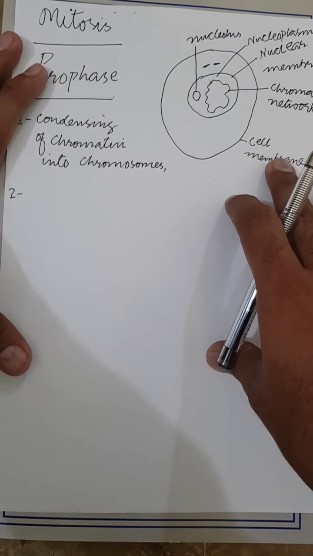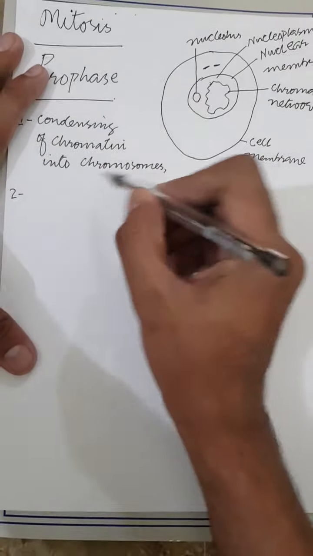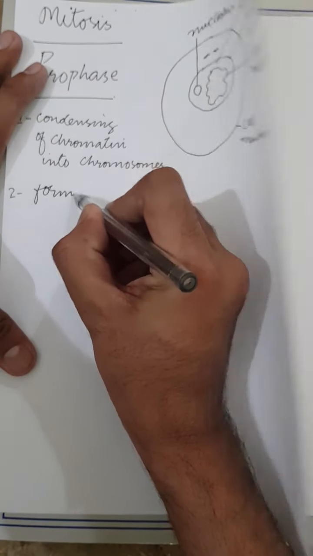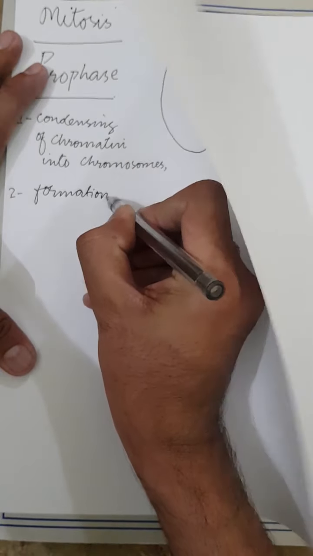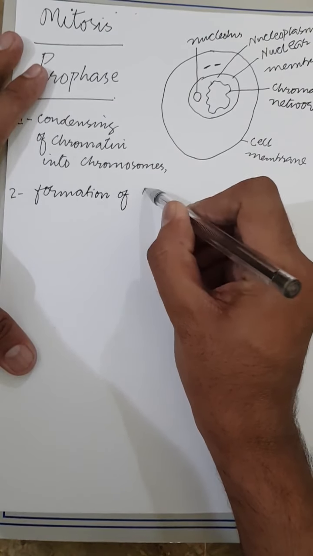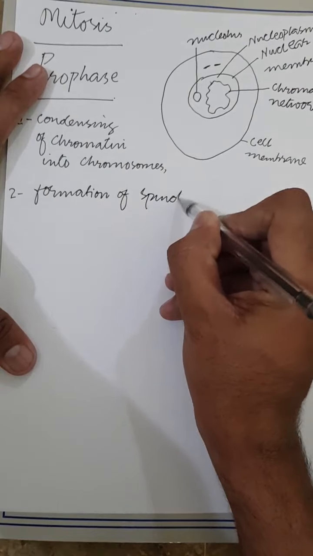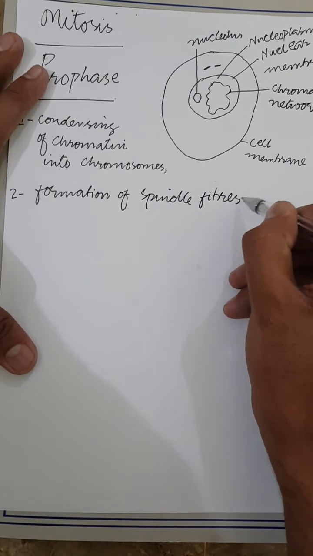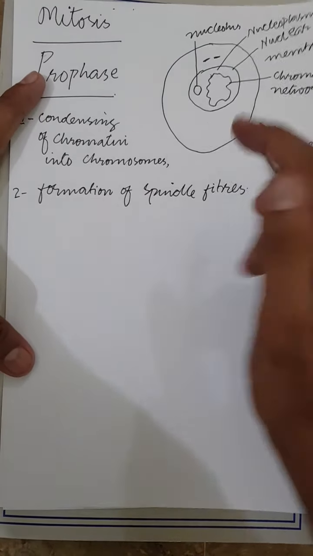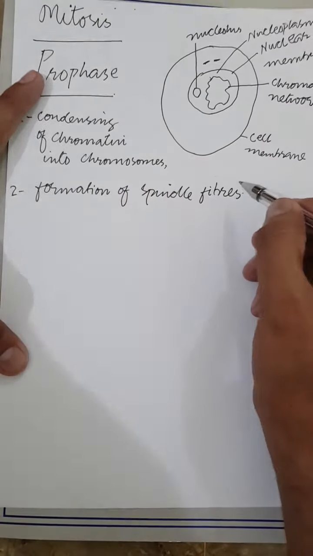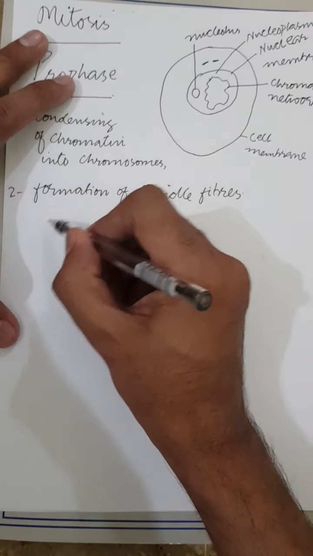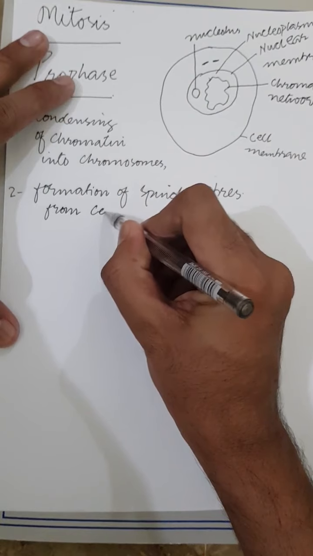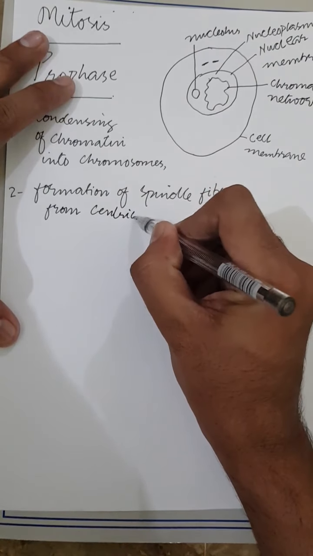So we have to form that spindle fibers, or you can say the formation of spindle fibers, and they are emerging out from the centriole, the microbodies of the cell.